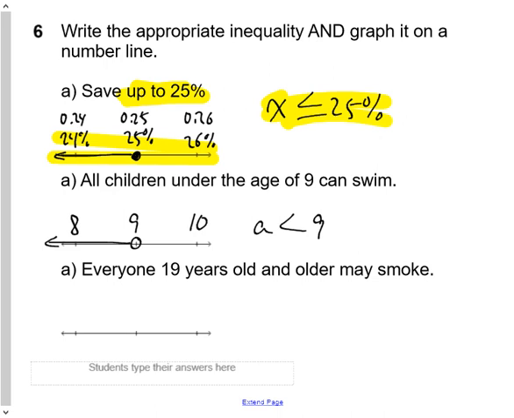And finally, your last question, everyone 19 years or older may smoke. So if I put 19 here and 20 years old here and 18 years old, anyone that's 19 years old, closed boundary point, or older can smoke. So therefore, anyone that has an age of greater than or equal to 19 is able to smoke. You shouldn't, because smoking is bad for your health, but anyone that's 19 years or older in the eyes of the courts can.